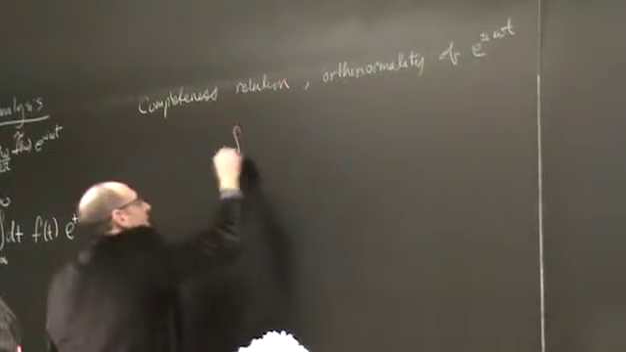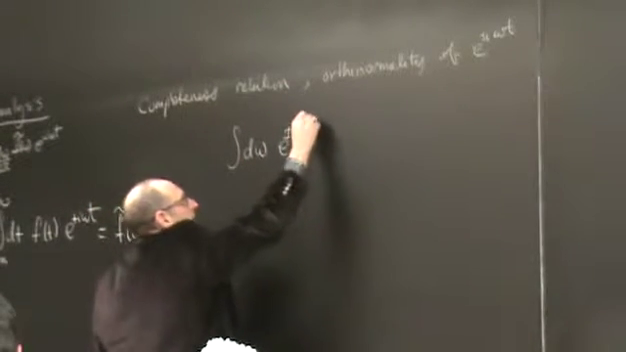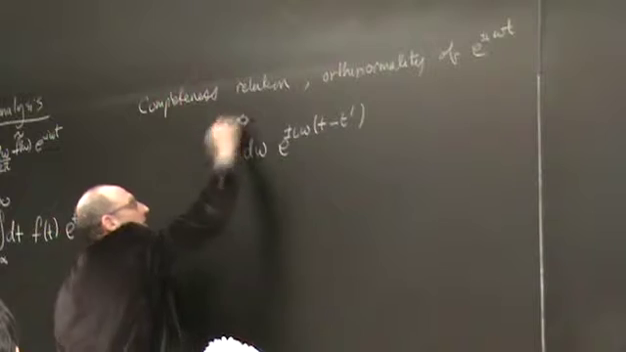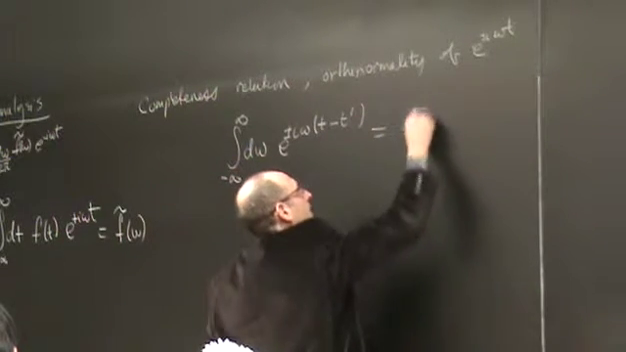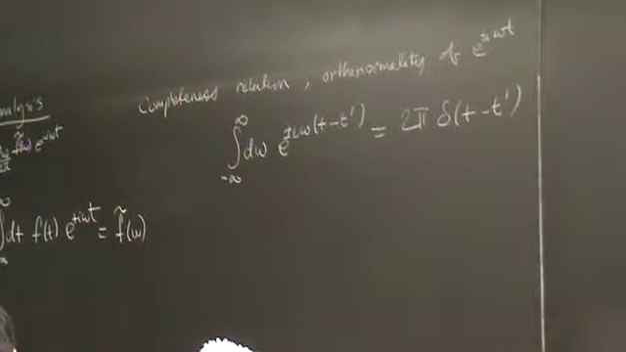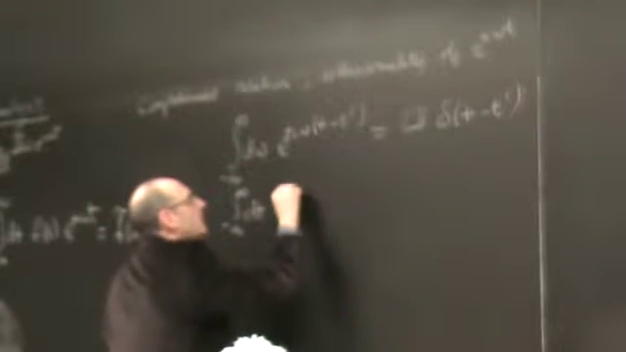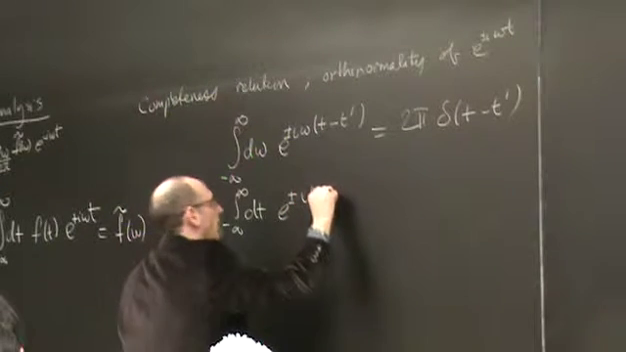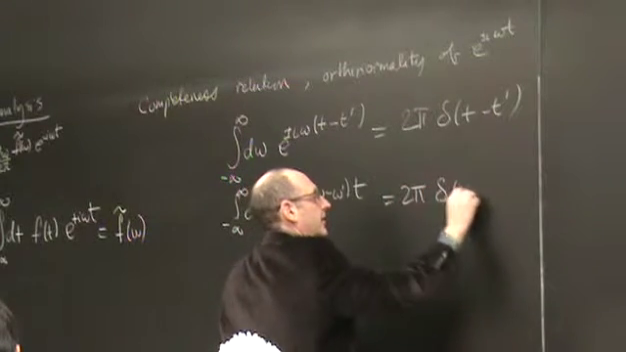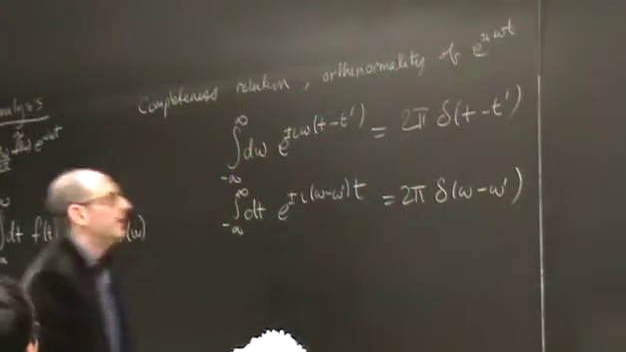You recall that if I integrate over all omega, either plus i or minus i omega (t minus t prime), this is 2 pi times the delta function. And similarly, if I integrate over all time in the same way, it's obvious that this is delta. So this factor of 2 pi needs to be there for normalization.